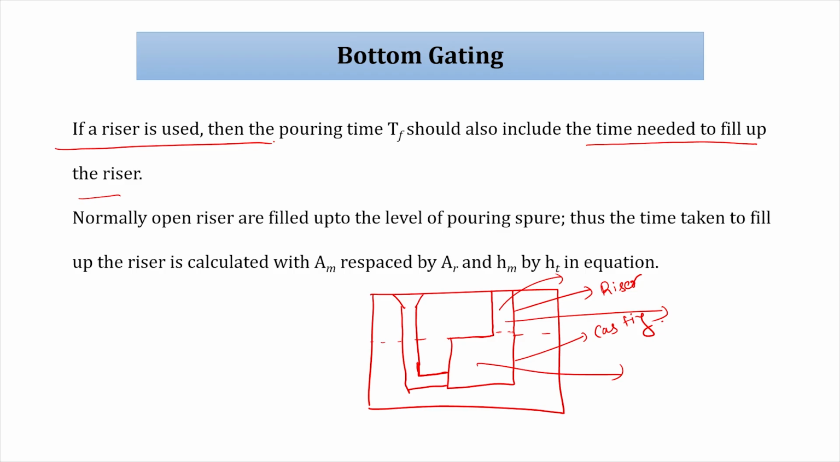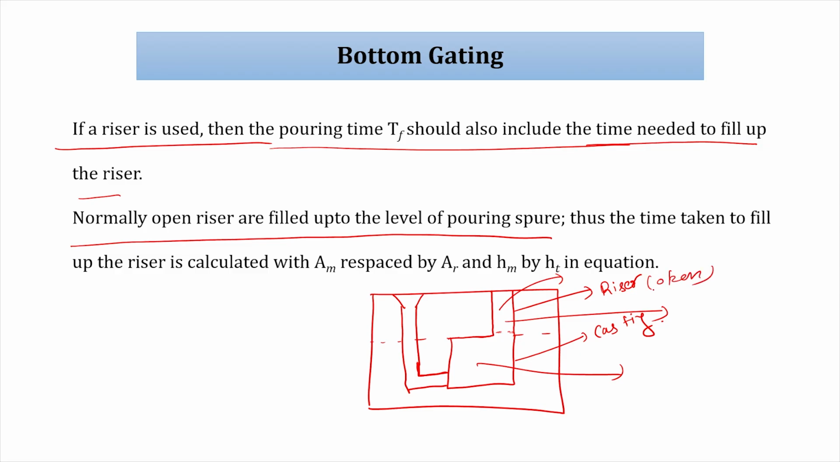So you have to design in such a way that if a riser is there, the pouring time also includes that calculation. Based on that, you have to calculate your filling time. Normally, an open riser will fill up to the level of the pouring sprue. There are two kinds of riser, which you will understand in the riser section. This is called an open riser.